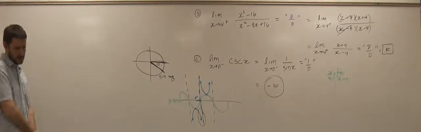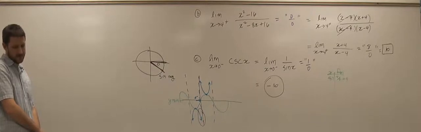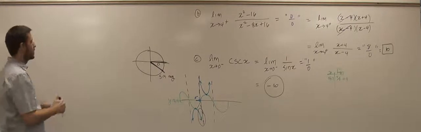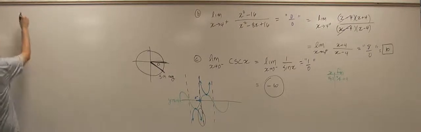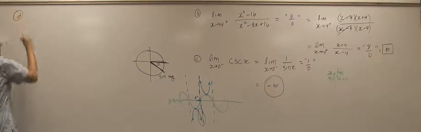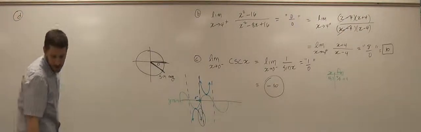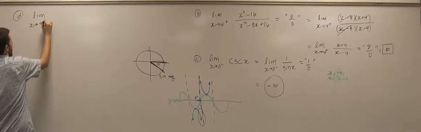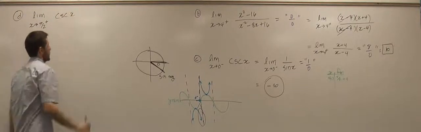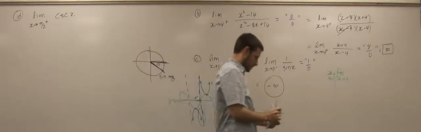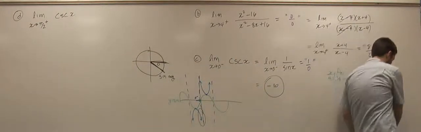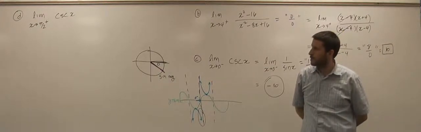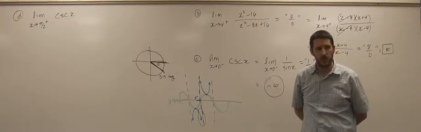Whichever way makes more sense. Right. Two more, and then we'll go on to the other 3.5. So what about the limit as x goes to pi over 2 from the positive of cosecant x? What do you think about this one?